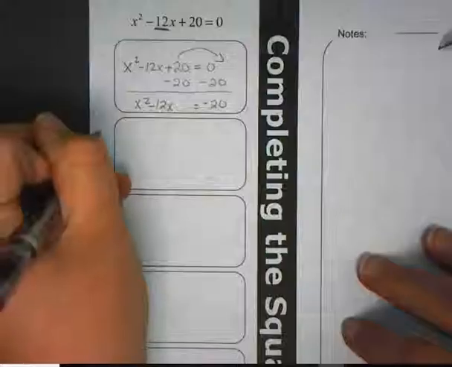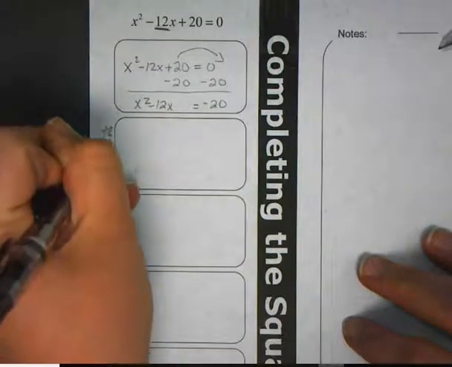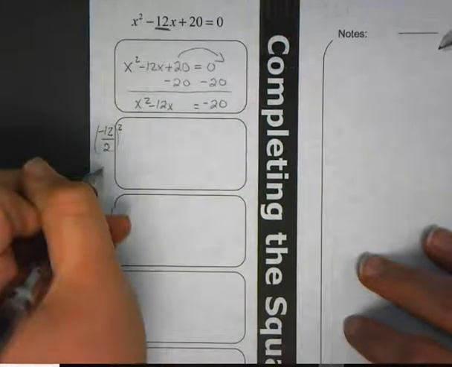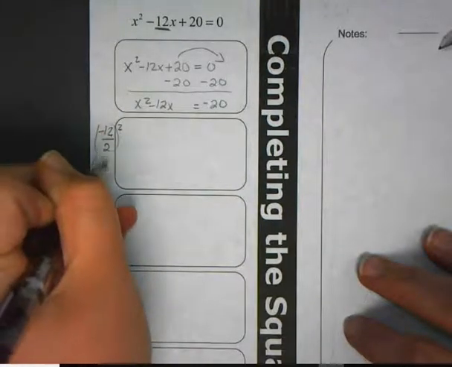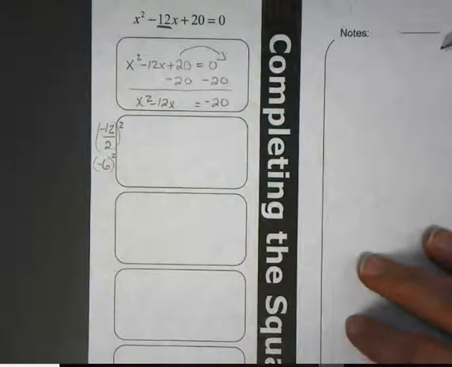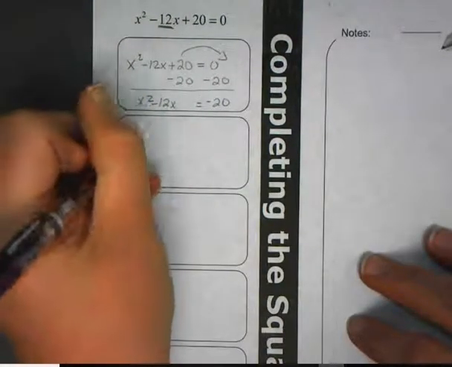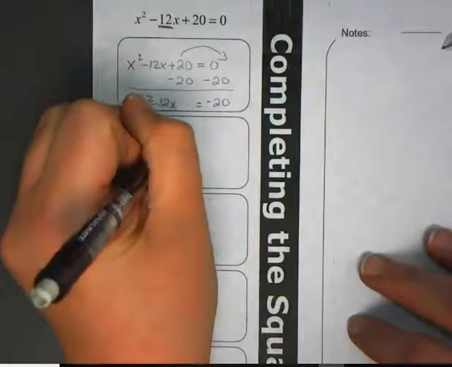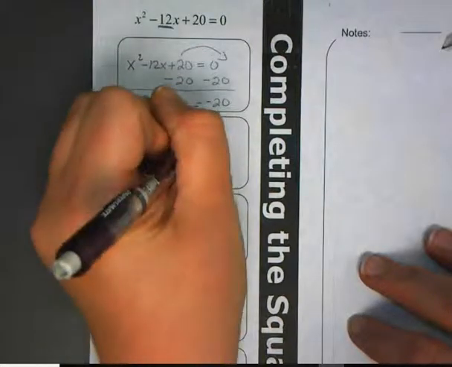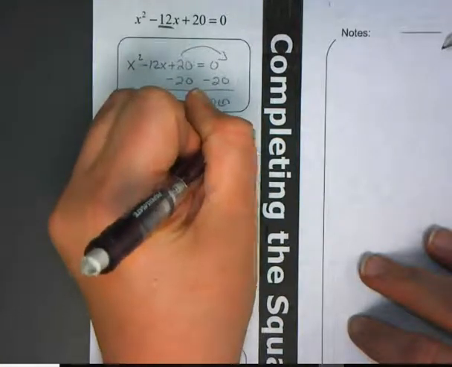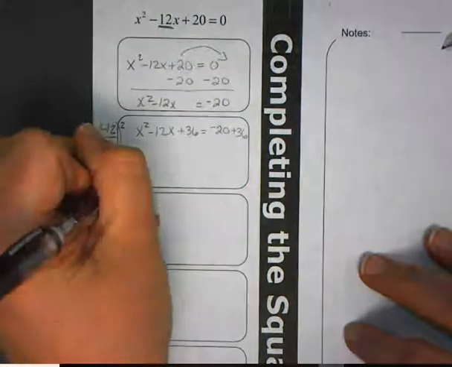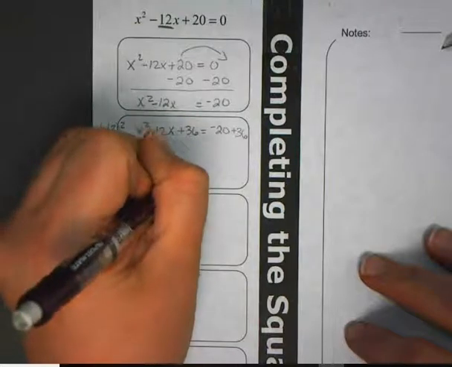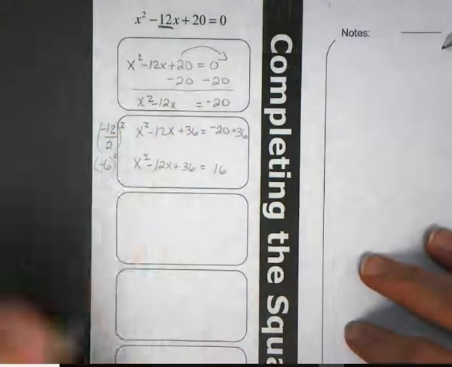So our b value is -12, over 2. We're going to square that. -12/2 is -6 squared. And that's what we're going to need to do. So I'm going to add that to both sides. x squared minus 12x plus 36 equals -20 plus 36. And that's going to give me an equation of x squared minus 12x plus 36 is equal to 16.